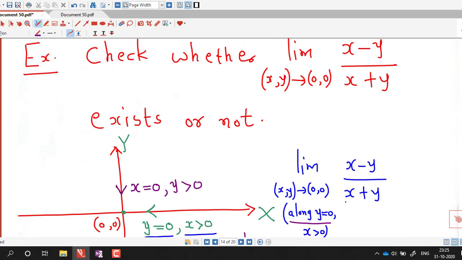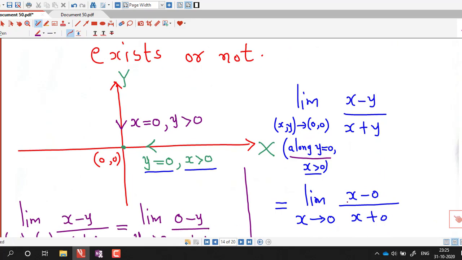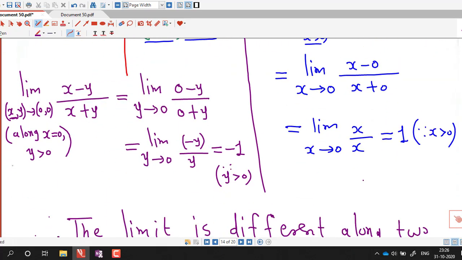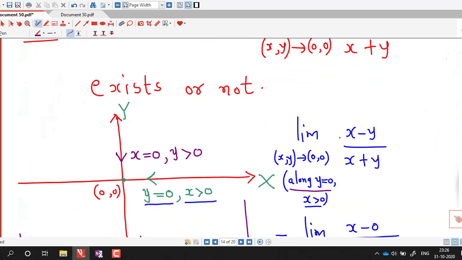Now it is not necessary that you consider only these two paths. You can consider different paths also. Suppose I consider the path y equal to x. If I consider the limit along this line passing through origin, y equal to x, then along this path if I put y equal to x, the limit will be 0. So that is also different from those two limits obtained, which are 1 and minus 1. So the only thing you have to do is find two different paths along which the limit is different to show that the limit does not exist.